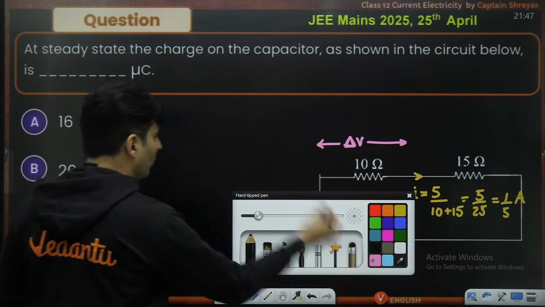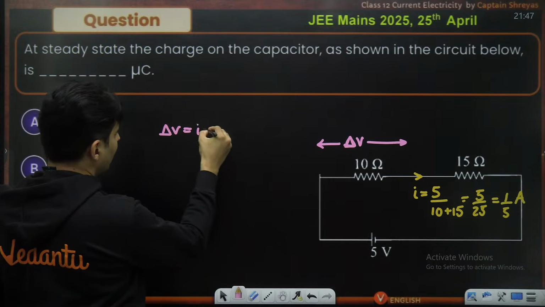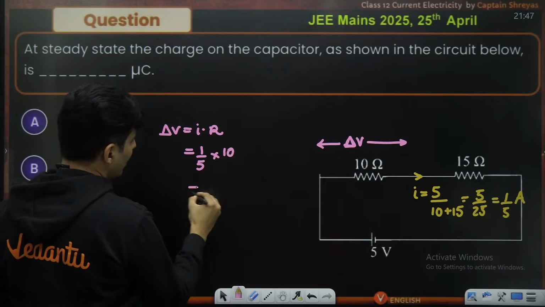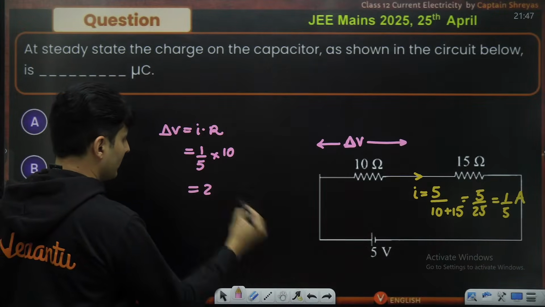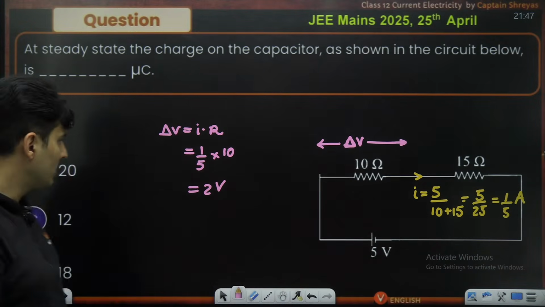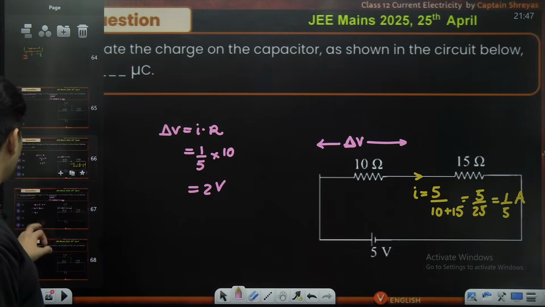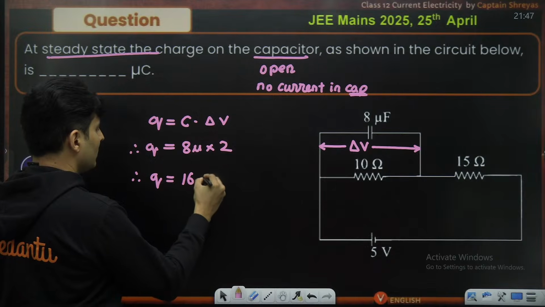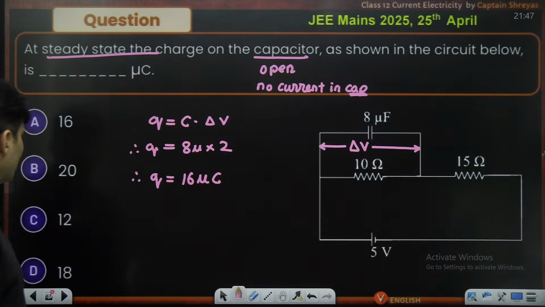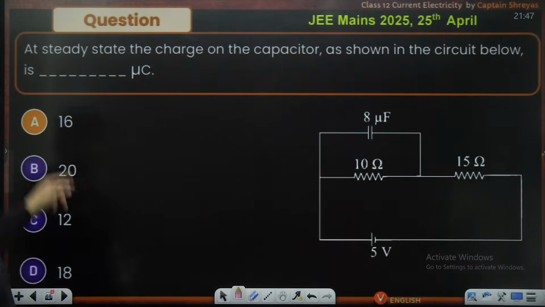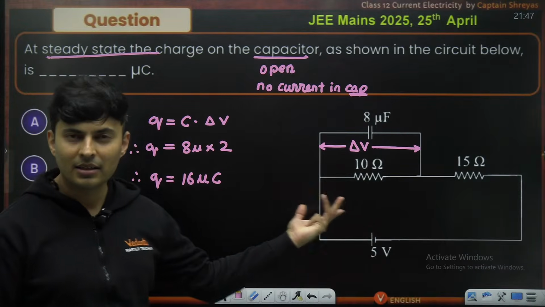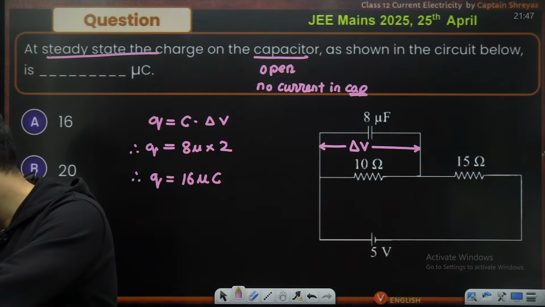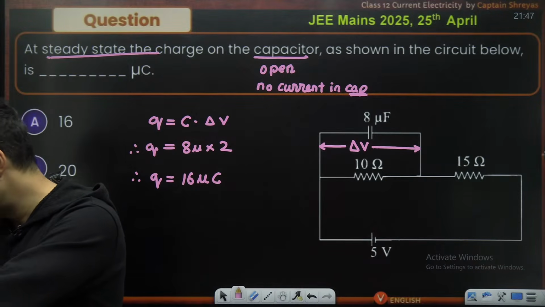So how much will that voltage drop be? Current into resistance. Current is 1 by 5. Resistance is 10. So it will be 2 amperes. Sorry, 2 volts. Use this data over here. The voltage is 2, 8 times 2 is 16. So 16 microcoulomb. So 16 means option number A, which is correct. That's how you solve it. So these kind of questions do come in the exam. Got it? Everyone? Perfecto, guys?